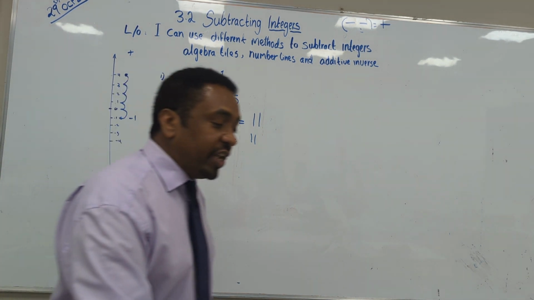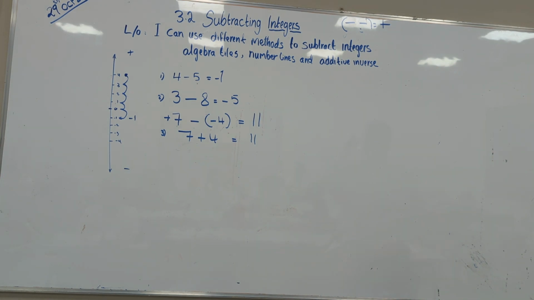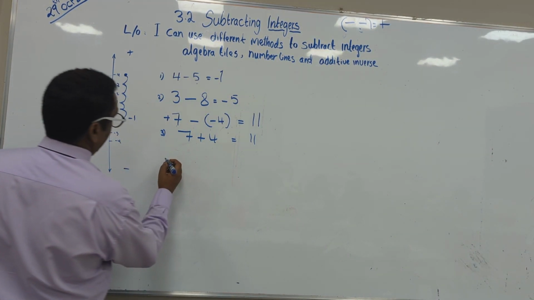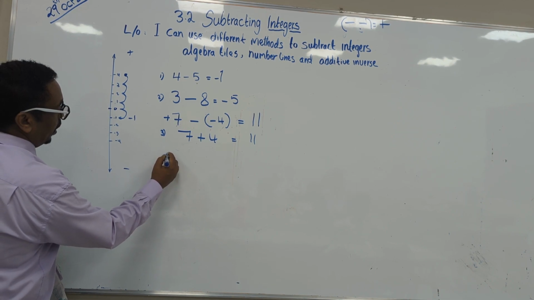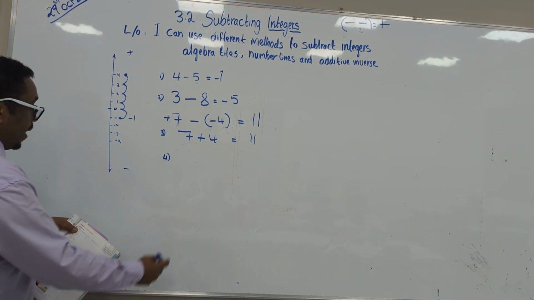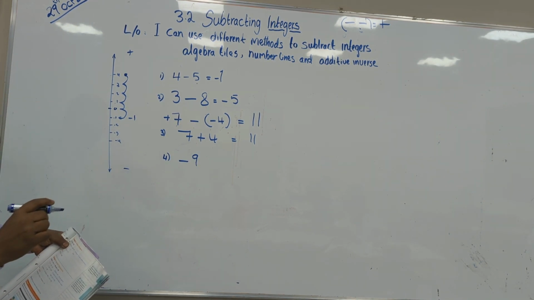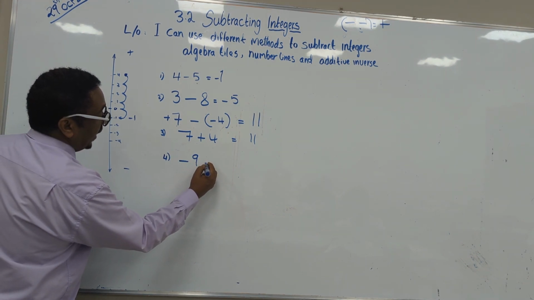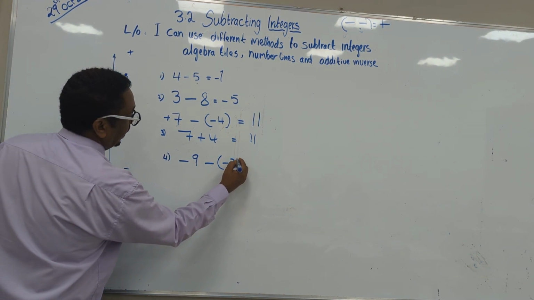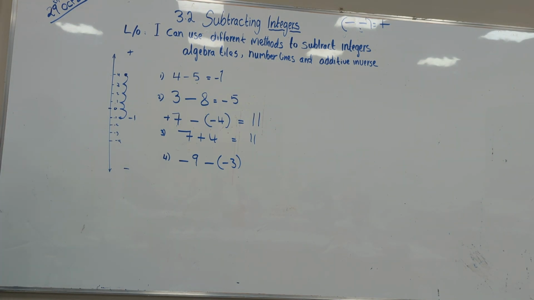Right. So let's use another example before we ask any more questions. Please write this down. This is example 4. If I now give you negative 9, and then negative and negative 3. So there are two negatives next to each other now. What will the answer to this be?